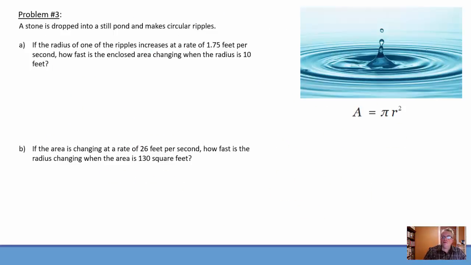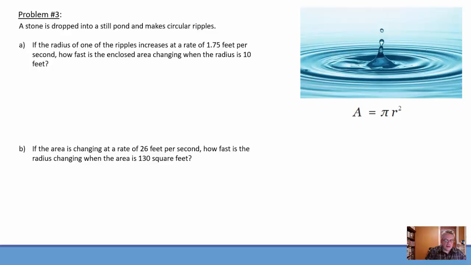Okay, we have a real-world problem where these kinds of growing circles occur naturally. If you throw a stone into water, you get circular ripples, and these ripples spread out. And so their radius grows as a function of time, and so does their area. But here's a problem involving that. A stone is dropped into a still pond and makes circular ripples. If the radius of one of the ripples increases at 1.75 feet per second, how fast is the enclosed area changing when the radius is 10 feet?